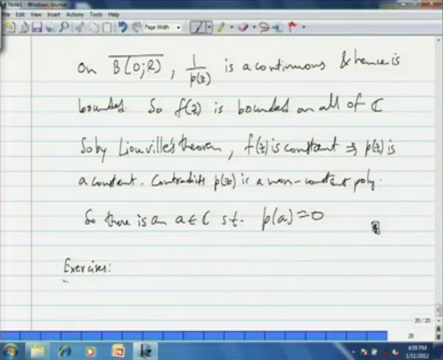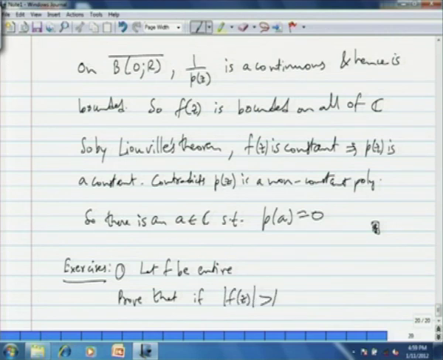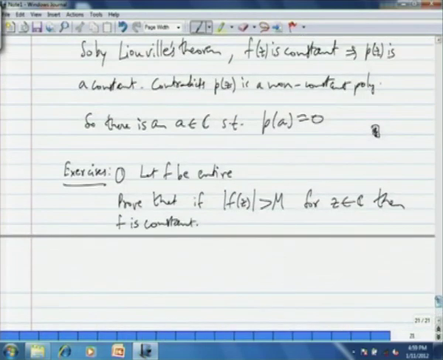Okay. So, we will stop this session here. I will give a couple of exercises to the viewer. Okay, here is exercise 1. Let f be entire. Prove that if the modulus of f of z is strictly greater than m for all z belongs to C, then f is a constant function. Okay. So, that is the first exercise.